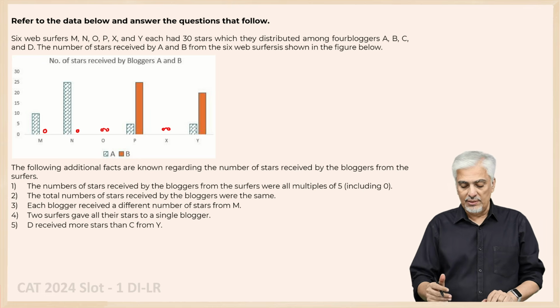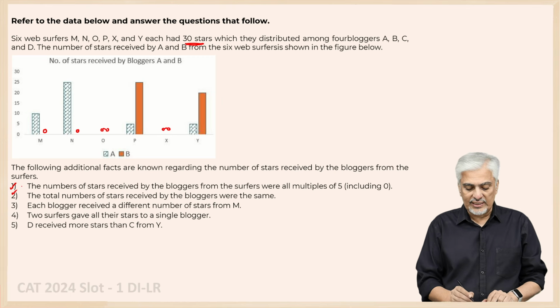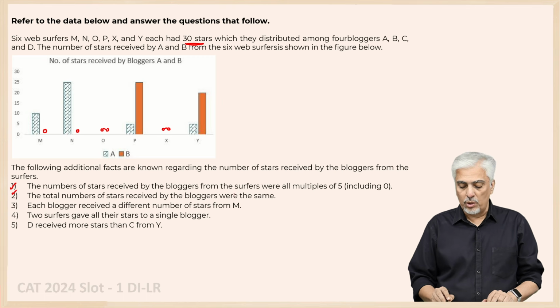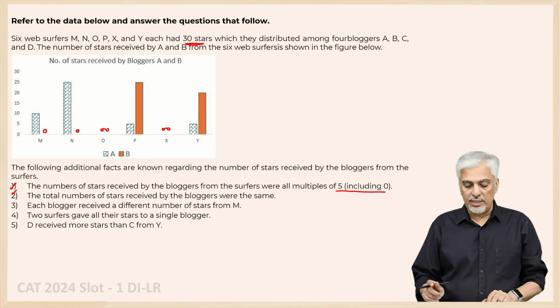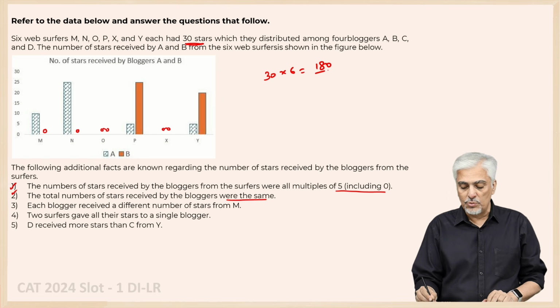C and D nothing has been given. Some values have been given. Some more points have been given at the bottom, and we know total there were 30 stars, right? And if you read the first 2 points, which are very standard points, the number of stars received by bloggers from the surfers were all multiples of 5, including 0. So everything had to be a multiple of 5, including 0. Total number of stars received by the bloggers were the same. So each blogger received the same number of stars. That means 6 times 30, 180 stars were to be distributed between 4 people. So each of them received 180 divided by 4, 45, right?